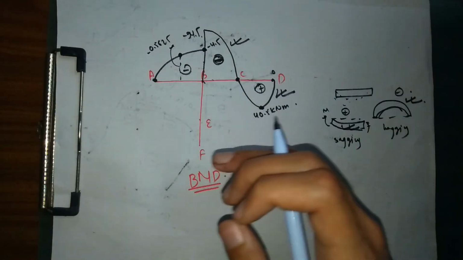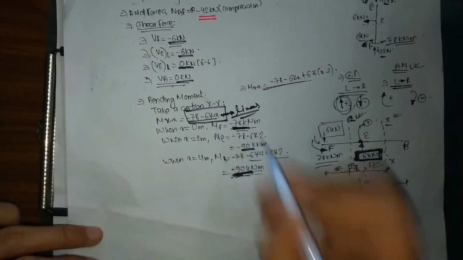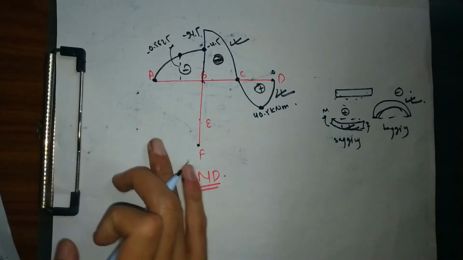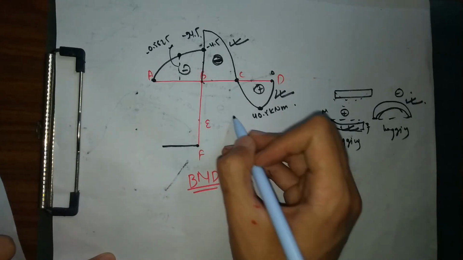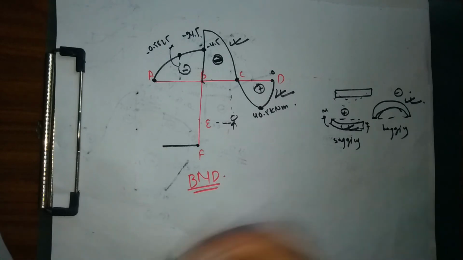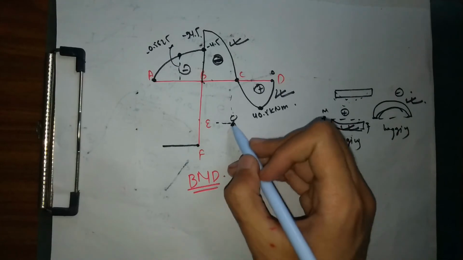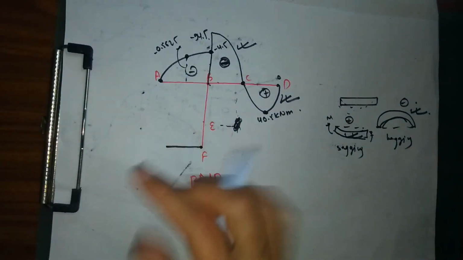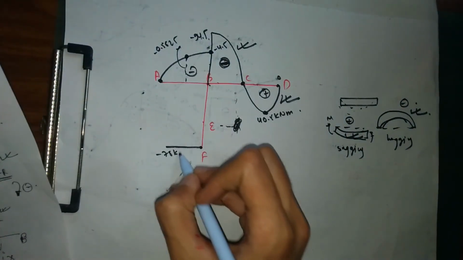So now finally for member BF, I have my bending moment at F as minus 78. Negative is upward. Upward means in this direction. So right now I am observing my beam this way. So this is up, or you can simply put it that way. Right now this is my member BF, and upward is this way. So I am putting my negative upward. So at F I have minus 78 kilonewton per meter.